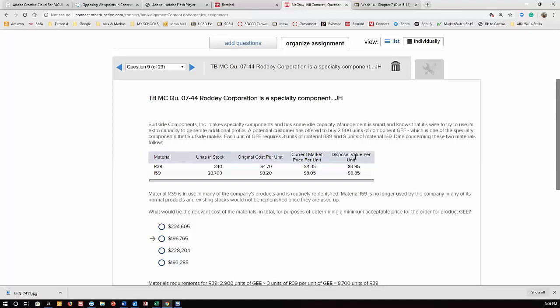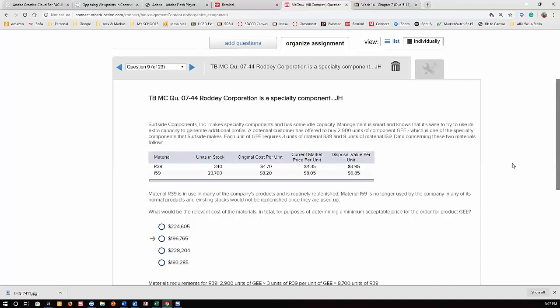I was trying to get you guys to know that you're supposed to use current market price instead of the original cost, which is a sunk cost. That is not a cost we would use when trying to find the relevant cost of the material. So do we have to know anything about this problem then? Not about the disposal value. Okay. So how would you solve this exactly then?